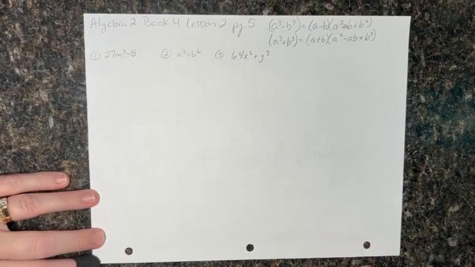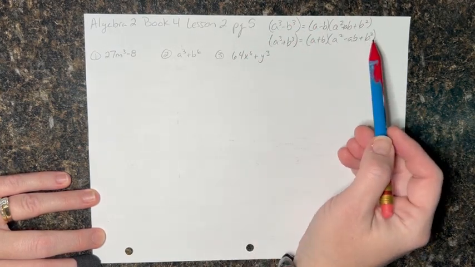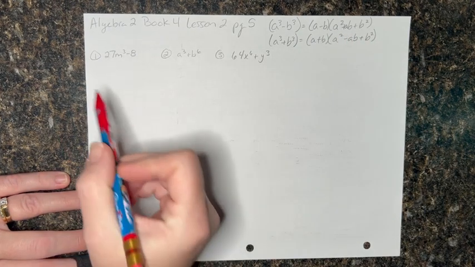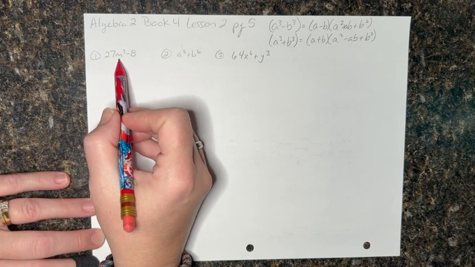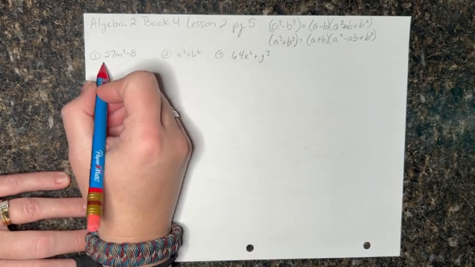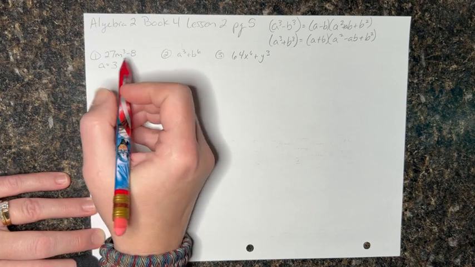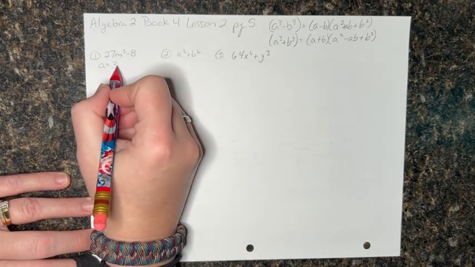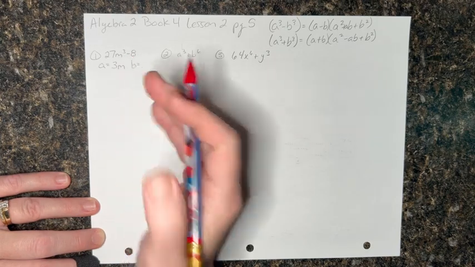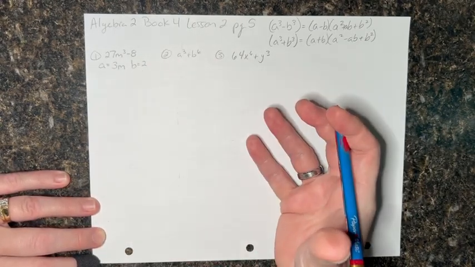All right, we are in Algebra 2, Book 4, Lesson 2, page 5. I've written our difference and sum of cubes here as a reference. So problem number 1, 27m to the 3rd minus 8. We've got to recognize these. My a is the cube root of 27, which is 3, and the cube root of m to the 3rd power, which is just an m. My b in this case is 2. 2 cubed is 8. We've got to recognize these.